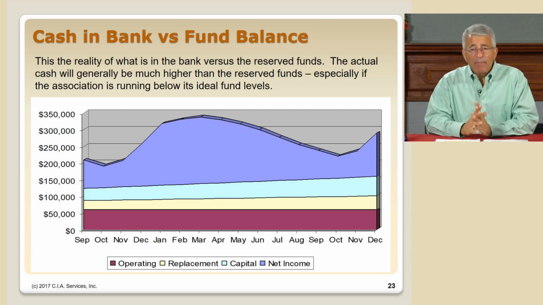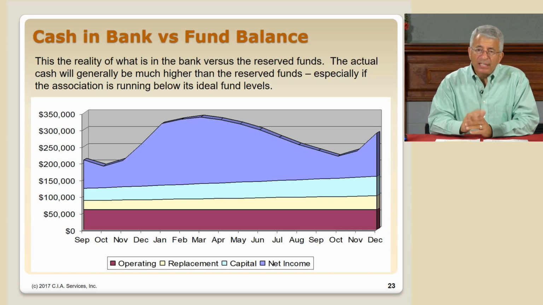So that explains the shape of the graph, but I want to point out some really important things about the shape of this graph.